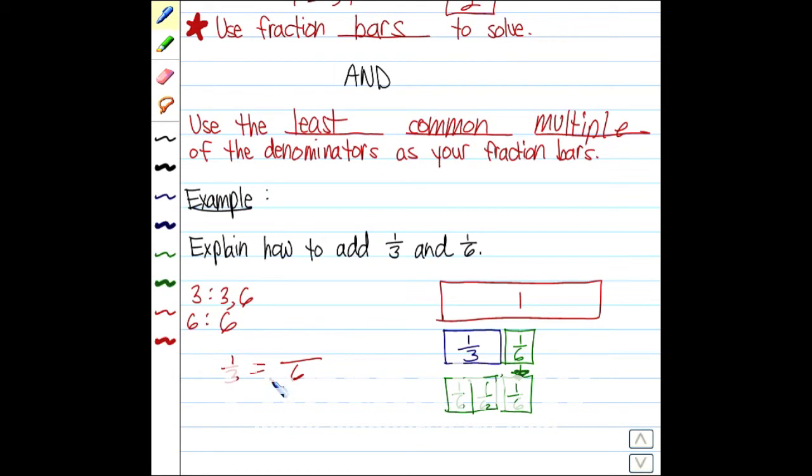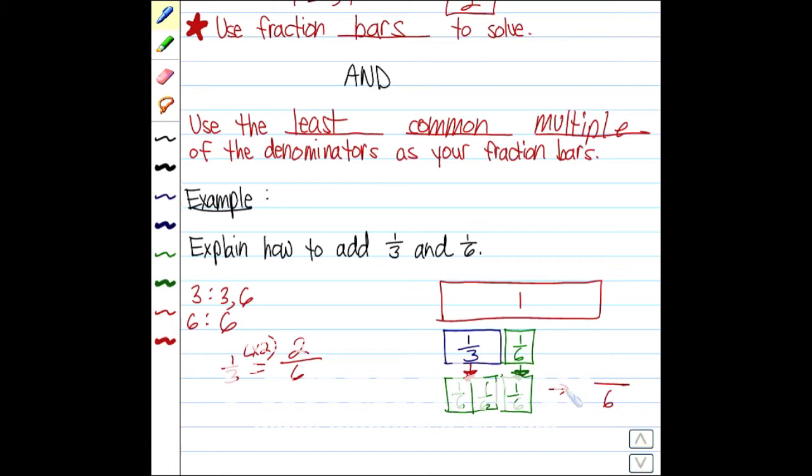Okay, great job. So remember, we ask ourselves 3 times what is 6? 3 times 2 is 6. So we also multiply our numerator by 2. 1 times 2 is 2. And then again, I'm rewriting this 1/3 now as 2/6. So 2 1/6 bars.